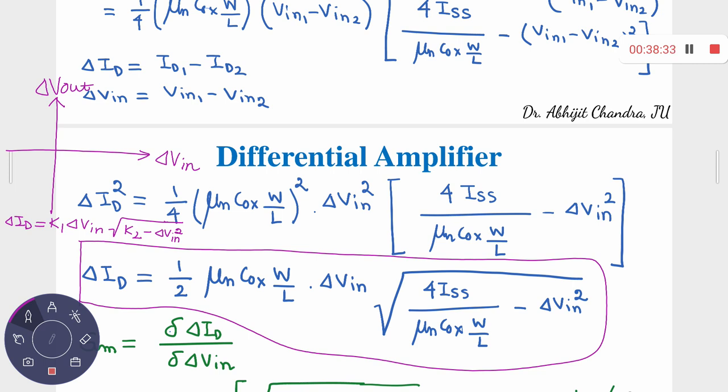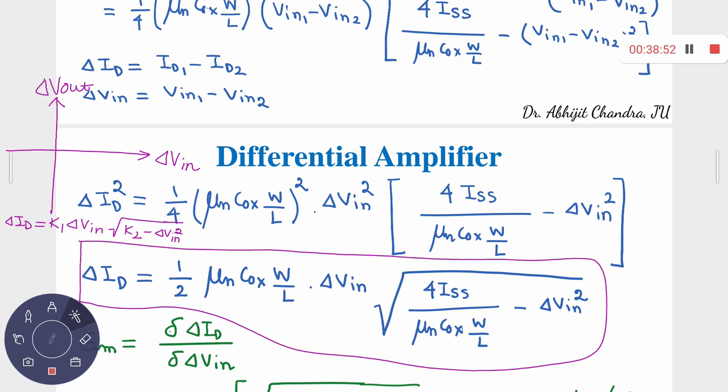So there are two contradictory dependencies. First one is, here we find that delta ID is some constant multiplied with delta V. So as delta V increases, it seems that delta ID will also increase. Right? In the second case, what do you find?